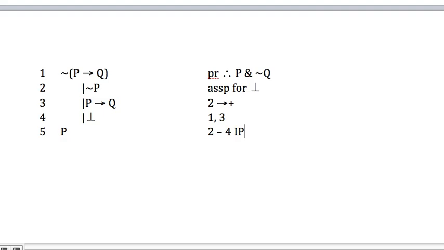Now, what do we have to do next? Well, we have to show not Q. And you should be able to see that that's going to be very similar. So, on line 6, once again we proceed indirectly. We want to show not Q, so we assume Q. It's an assumption for contradiction once again. As soon as we get a contradiction, we're through. And given what we just said, you should be able to see very quickly what we want to put on line 7.